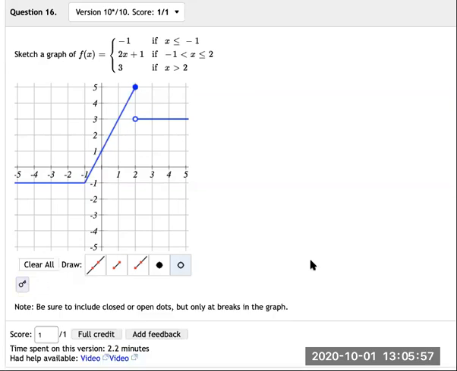I hope that helped. I really do believe that you understand these problems, but sometimes WebAssign is a little weird.